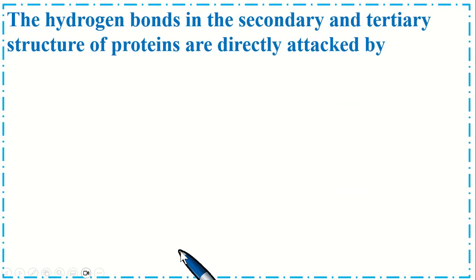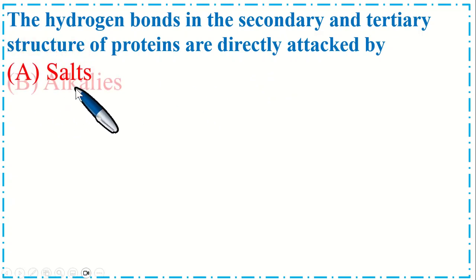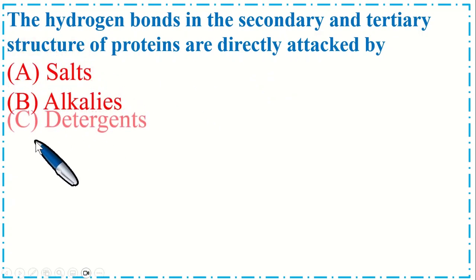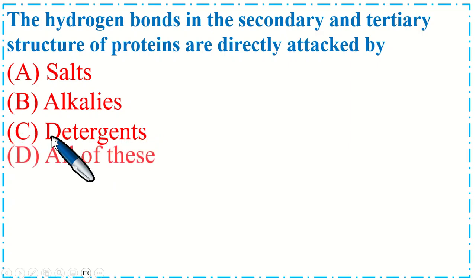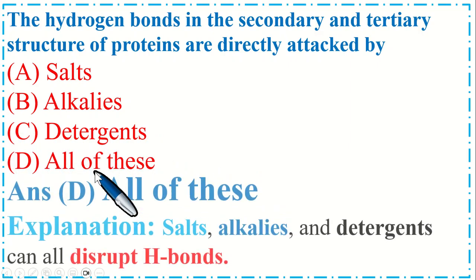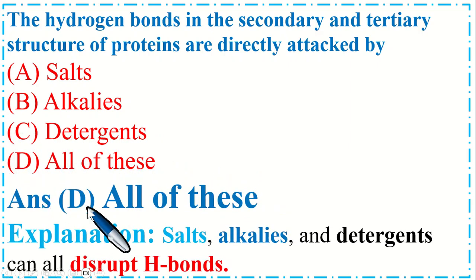Dear students, this is very important MCQs. The hydrogen bonds in the secondary and tertiary structure of proteins are directly attacked by option A salts, B alkalis, C detergents and option D all of these. So the correct option is D, all of these. So salts, alkalis and detergents can all disturb hydrogen bonds.